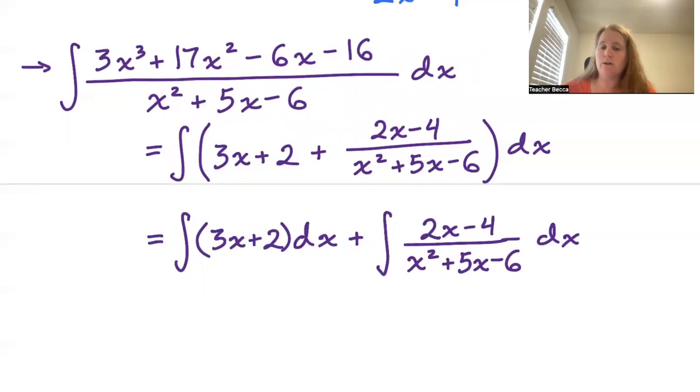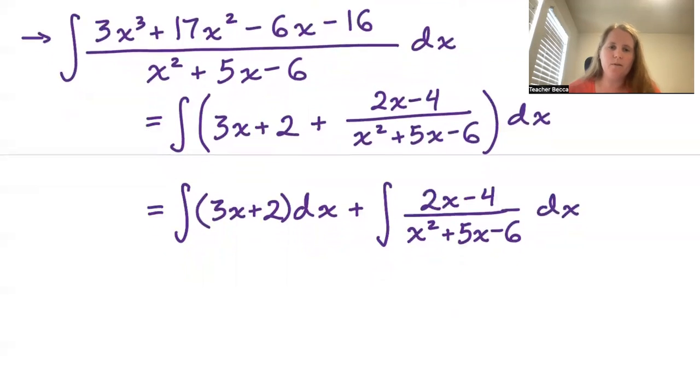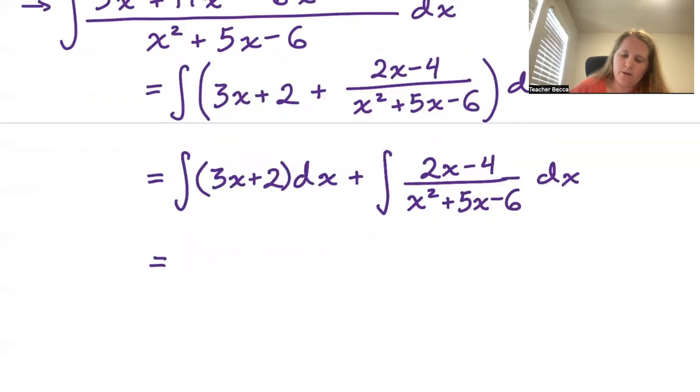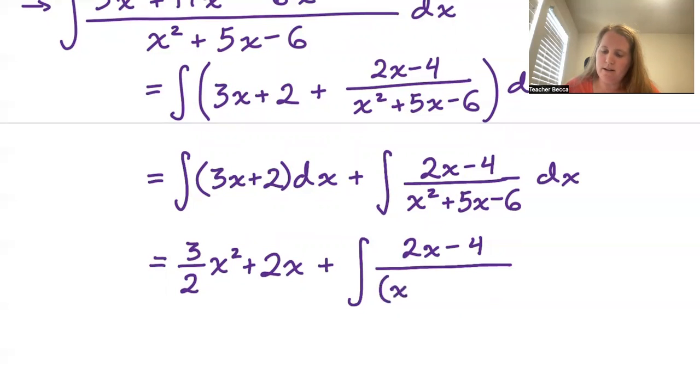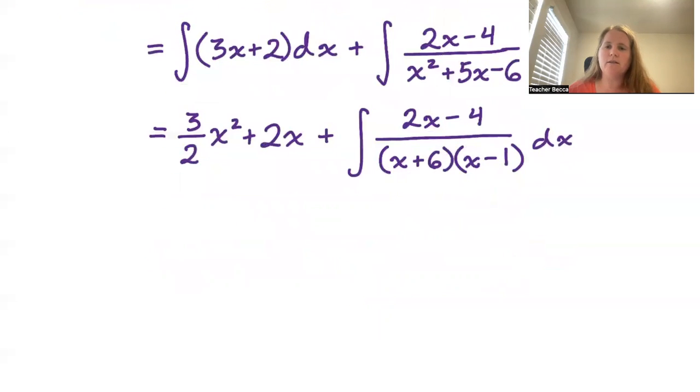That first integral we know how to do, very straightforward. It gives 3/2 x squared plus 2x. Then we have plus the integral of 2x minus 4 over x squared plus 5x minus 6, which happens to factor as x plus 6 times x minus 1, dx. We are going to run partial fractions on that fraction there.